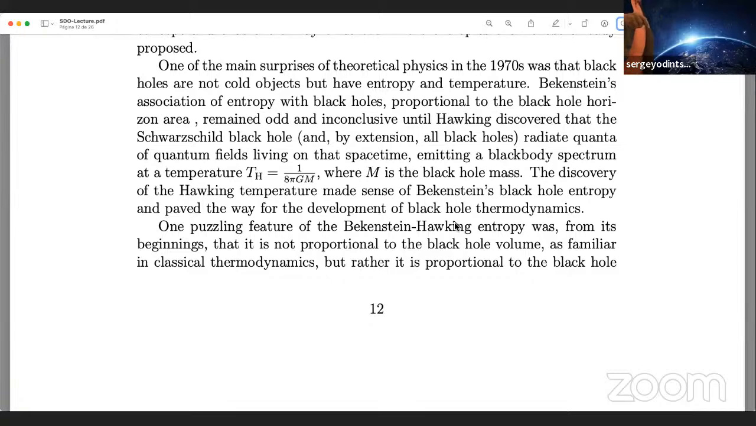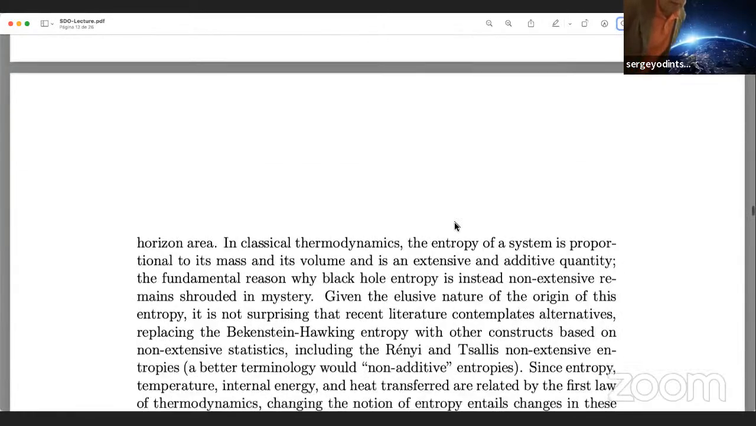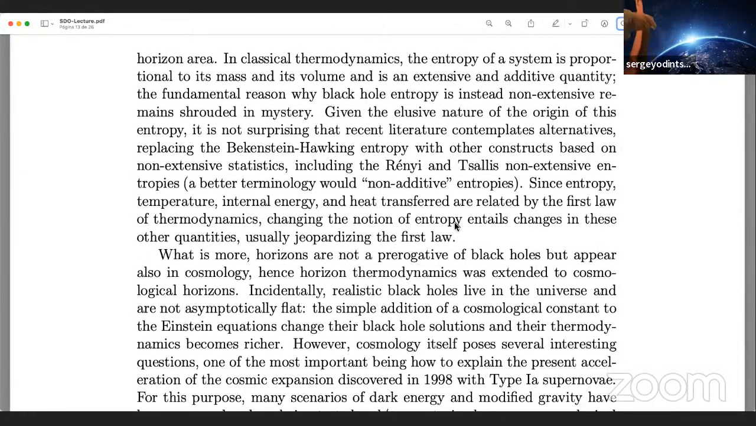So the well-known property of Bekenstein-Hawking entropy is that it's not proportional to black hole volume, what we normally have in standard classical thermodynamics, but it's proportional to black hole horizon area. Okay, so in classical thermodynamics the entropy is proportional to its mass and volume, and in black holes we have a different way because it's proportional to surface horizon area. So related with this fact that entropy is strange for black holes, there appear some studies which try to apply different entropies for description of black hole thermodynamics.